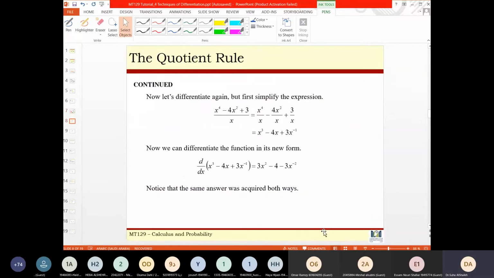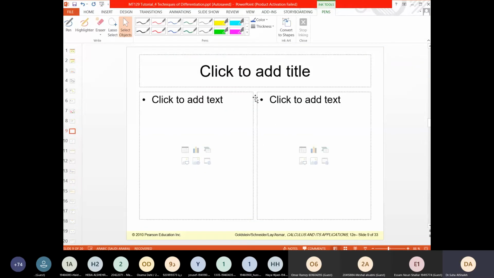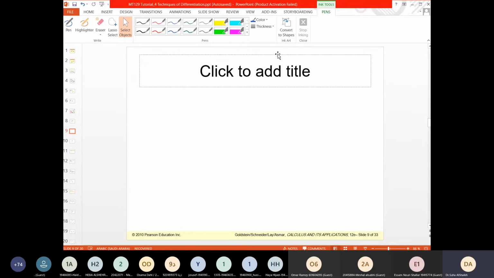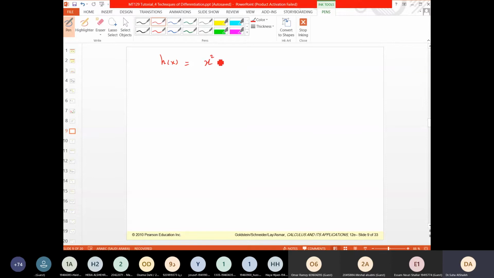ينفع نستخدم هذه الطريقة في الضرب, and this is a smart question. Let me show you. This is a smart question. I saw it a lot in the exams. الحين لو for example they give you this function h(x). They say the function is x squared multiplied with 3x^4 plus x^3 مثلا minus 5. هذه multiplication of two functions. هذه function وهذه function.